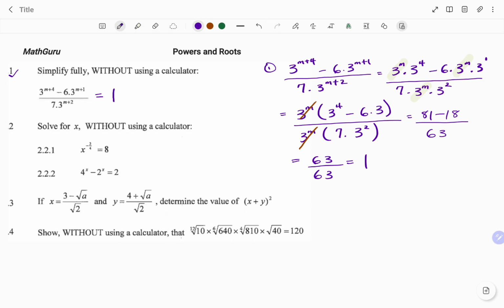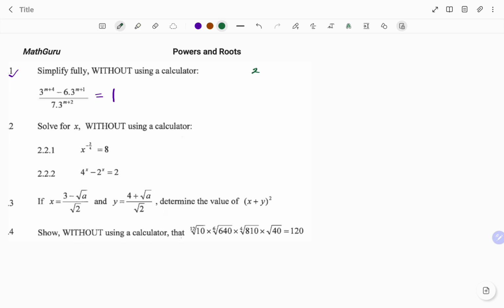And the second part of the question says, solve for x without using a calculator. I start with the first one, it's 2.2.1. It says x to the power of negative 3 over 4 equals 8. In order to get rid of the exponent, I'm going to multiply by the negative inverse. So what that means is, if I raise x to the power of negative 3 over 4, I'm going to raise that to negative 4 over 3.